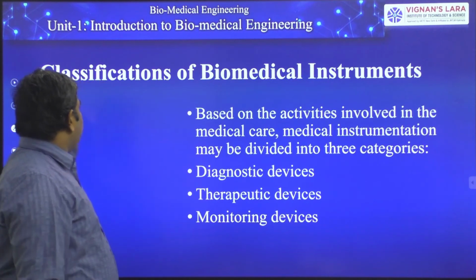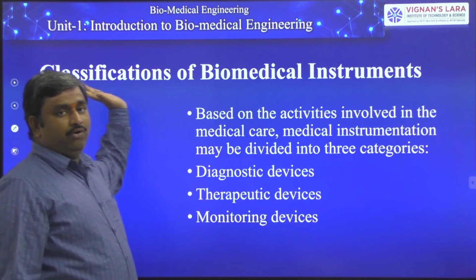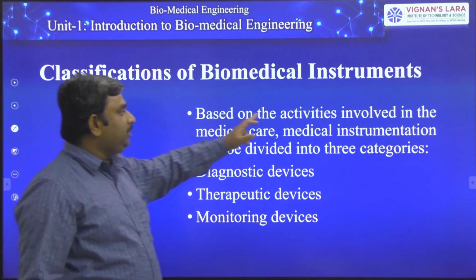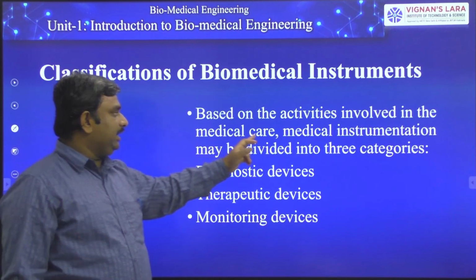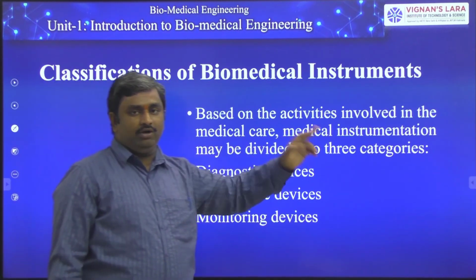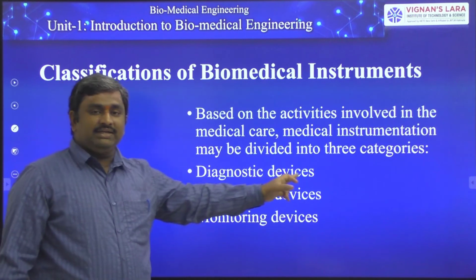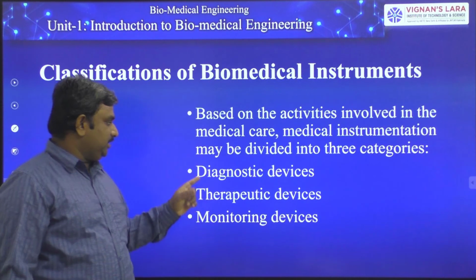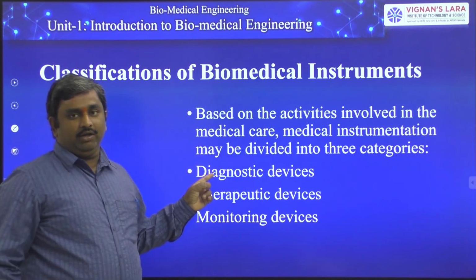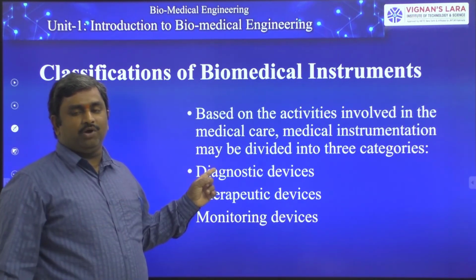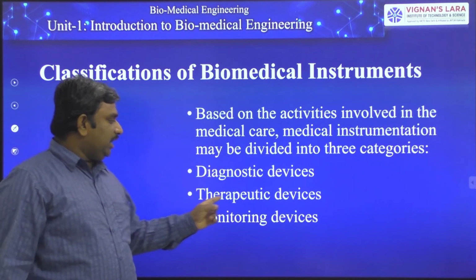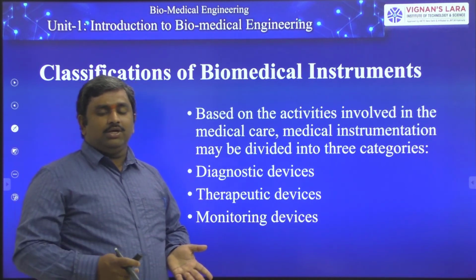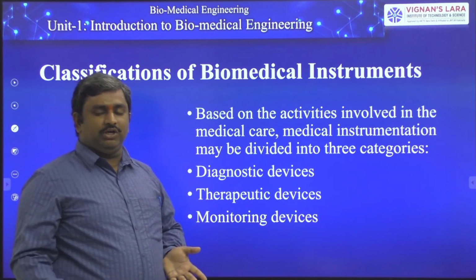Okay, right. So finally, remember one thing, we have different types of biomedical instruments. Coming to their classification. The first one, based on the activities involved in medical care, medical instrumentation may be divided into 3 categories. The first one, diagnostic devices. Second one, therapeutic devices. Third one, monitoring devices. First one, diagnostic equipment. With this we can measure different types of problems faced by the patient. Second one, therapeutic devices. We have to give some treatment to the patient. That is very, very important.